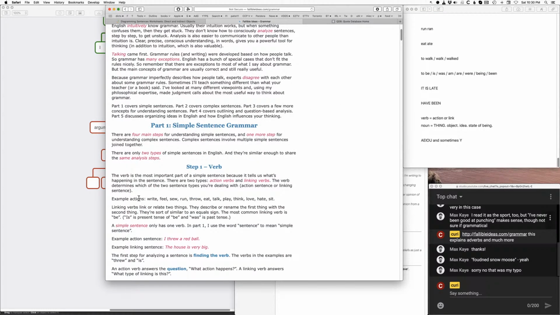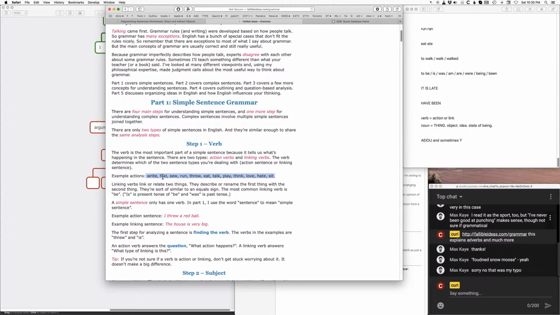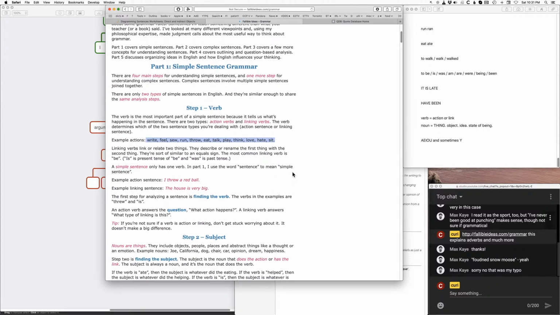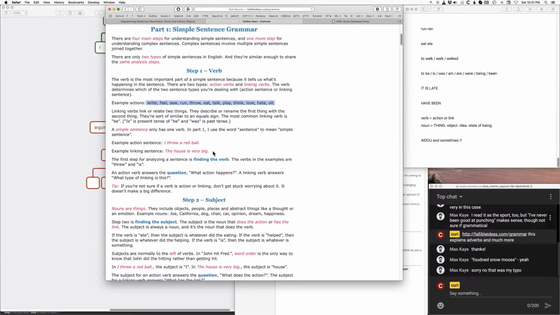Okay, so here were the example verbs I gave for actions in my article. Write, feel, sew, run, throw, eat, talk, play, think, love, hate, sit. Make sense? Yeah. So I threw a red ball. Where's the verb? Threw. Right. The house is very big.